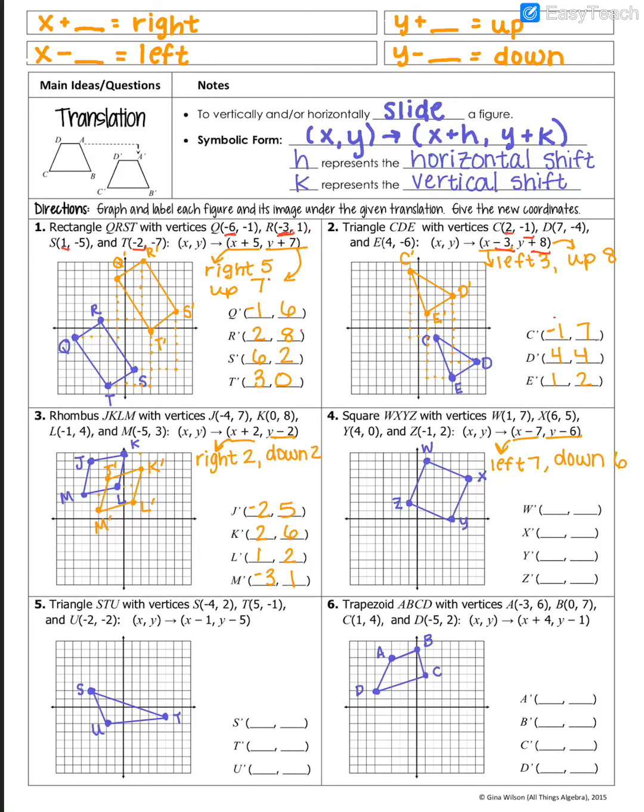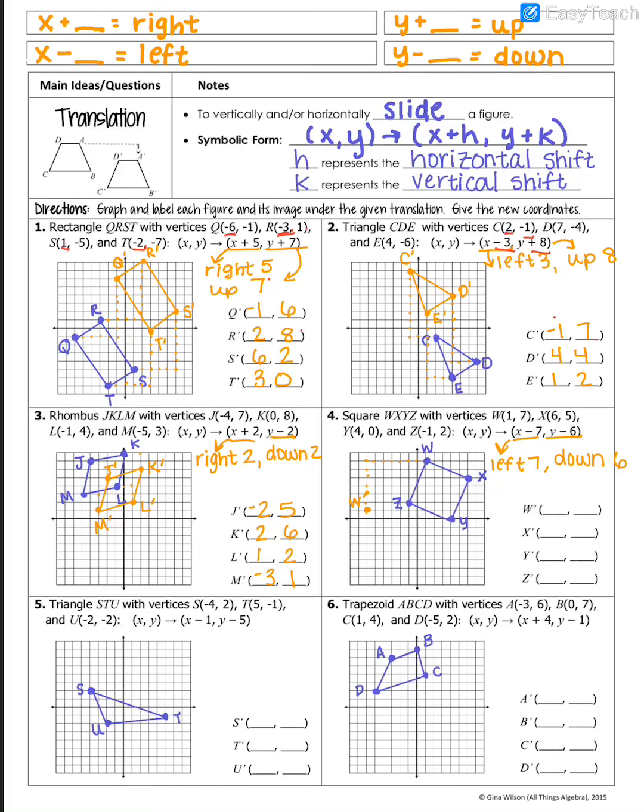All right, so let's just do this thing. So I'm going to definitely be counting, so hopefully it doesn't confuse you, but I want to make sure I end up in the right place. So we are going to go left 7, down 6. So 1, 2, 3, 4, 5, 6, 7, down 6, 1, 2, 3, 4, 5, 6. Big difference. So there is W prime.